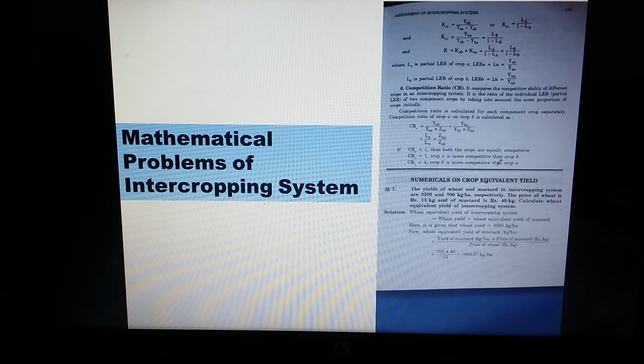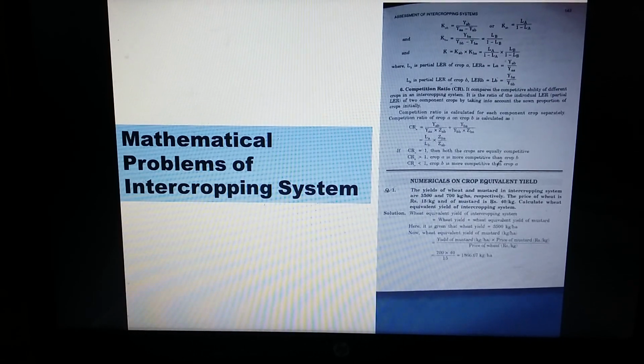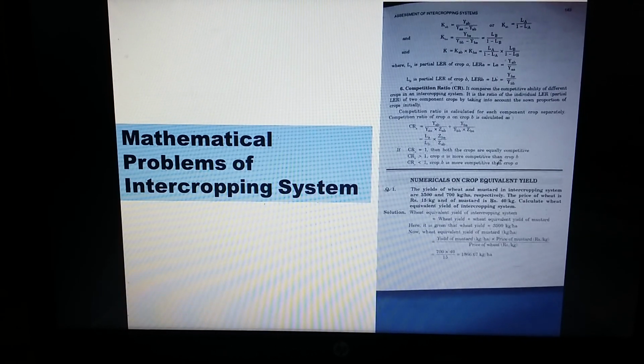You have to practice all those things very carefully and keep all those things in your notes. After putting all those things together, we will go for the mathematical problems in my next class.